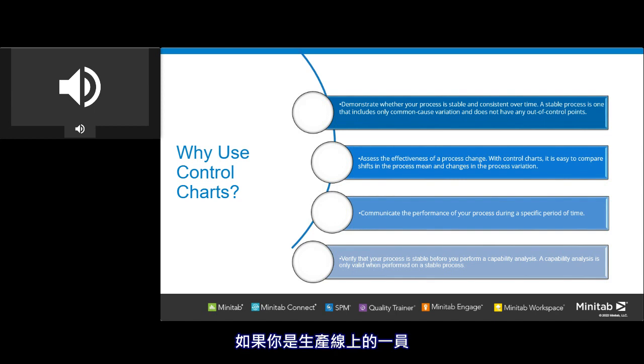If you work within supply chain, it's important to demonstrate that you can behave consistently, that your process is behaving in a way over a certain time period that is consistent, and that's important.